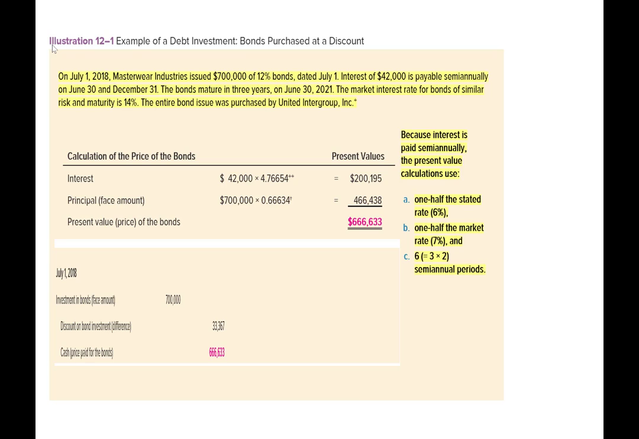That's for the principal. We are going to credit the cash for the amount of cash that we're going to pay for this bond. The difference is the discount.